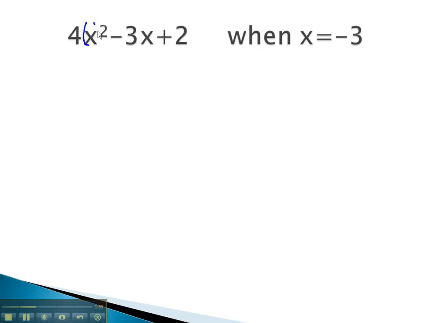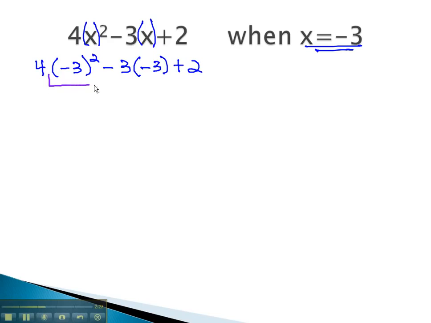Notice our x squared and our x. Both those x's we know equal or represent -3. So let's rewrite the expression, replacing the x with -3. Notice as I replace the x with -3, that substituted replaced value is put in parentheses. Once I've done that, it's just an order of operations problem.